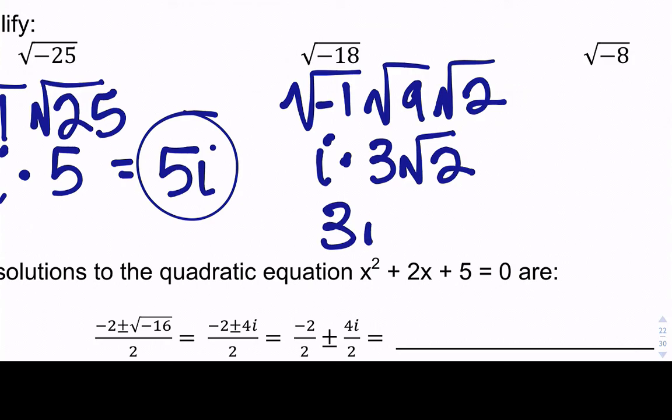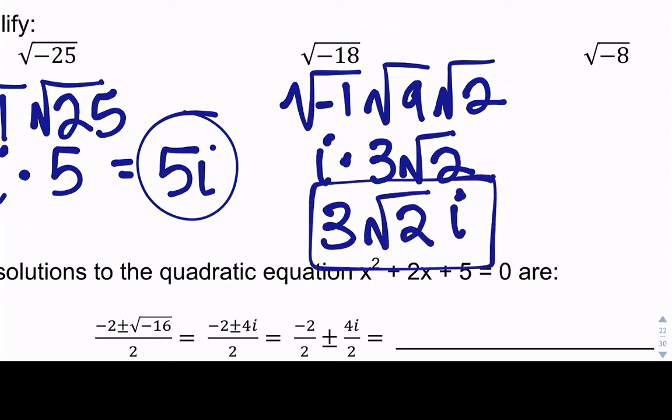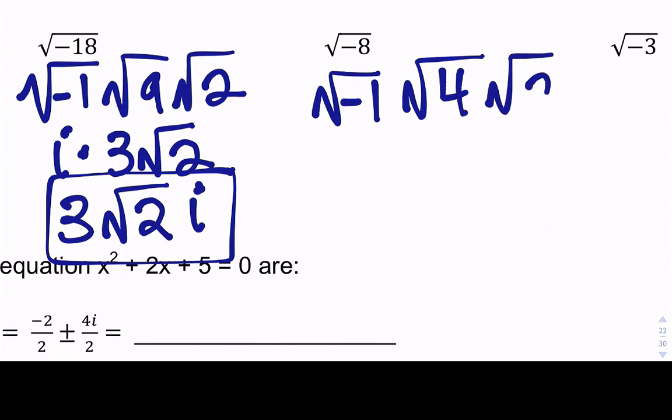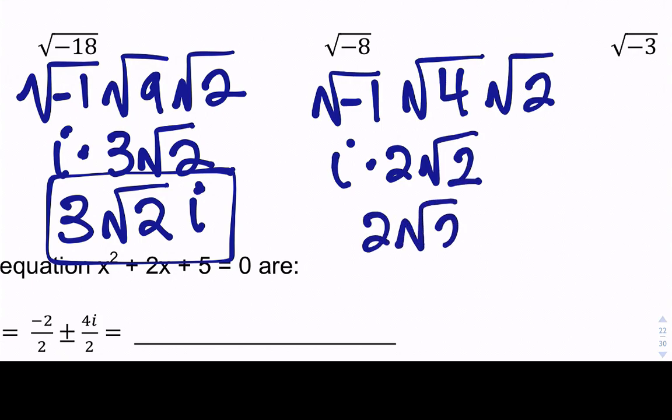Or we can rewrite that as 3 square root of 2, and then i. And the last two more. Again, pull out that negative 1. Here, 4 is the biggest square number you can divide 8 by. i times 2 square root of 2. And then we have 2 square root of 2, and we'll pull that i out on the outside.